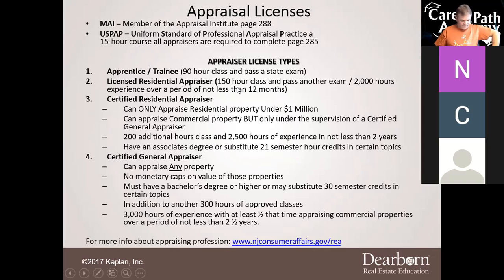All right, here are the 4 license types. You will get a question about them, so you need to understand them, and I'll explain what you need to know. In order to become an appraiser, the first step is you need to become an apprentice trainee. You have to take a 90-hour class in just appraisal topics and then pass a state exam. And then you become an apprentice trainee who cannot do appraisals. You're basically working under a licensed residential, a certified residential, or a general appraiser. You're basically a gopher for the next year.